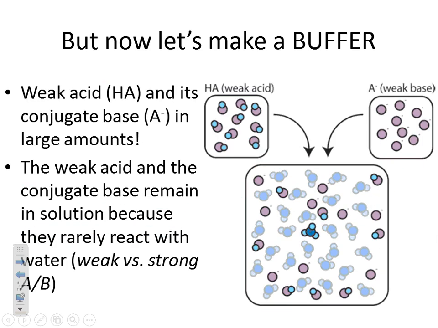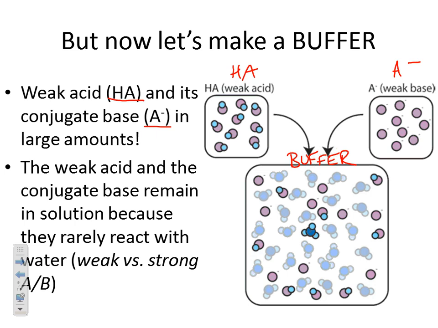But now let's consider a buffer. This slide is simply showing making the buffer. So, okay, let's take a weak acid, HA, and its conjugate base. This is our HA, and this is our A minus. When we combine them, now we have a buffer. We have both a weak acid and its conjugate base at the same time.